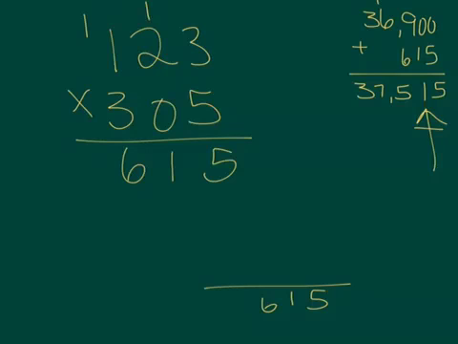Just like we do in any multiplication problem, I need to put my 0 as a placeholder because now I know that I'm moving on to the next place value in my number, which is 0. The 0 is in the tens place. 0 times 3, 0. 0 times 2, 0. And 0 times 1, 0.